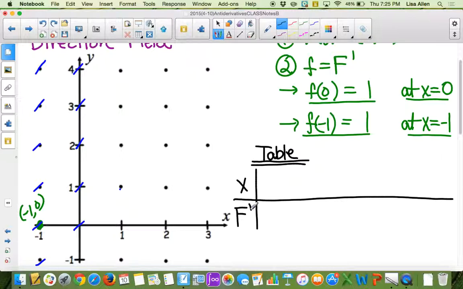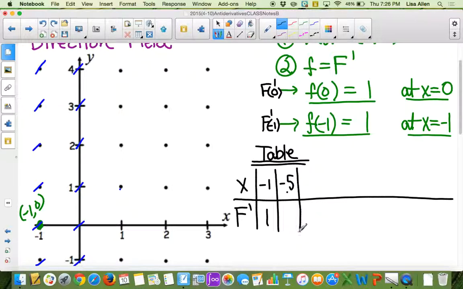So we already got 2. Remember that this is F prime of 0, and this is capital F prime of -1. All of the slopes at all those places is 1. Now, in a table then, I'm going to put the other values. So I'm going to put all of them. At -1, the slope was 1.